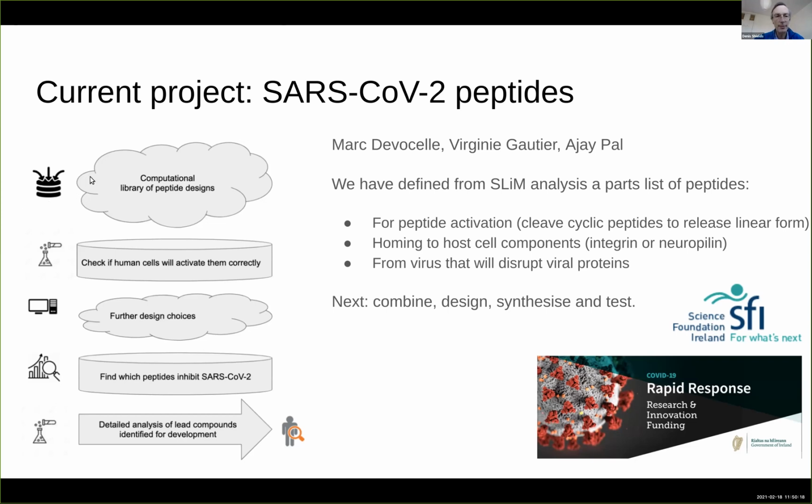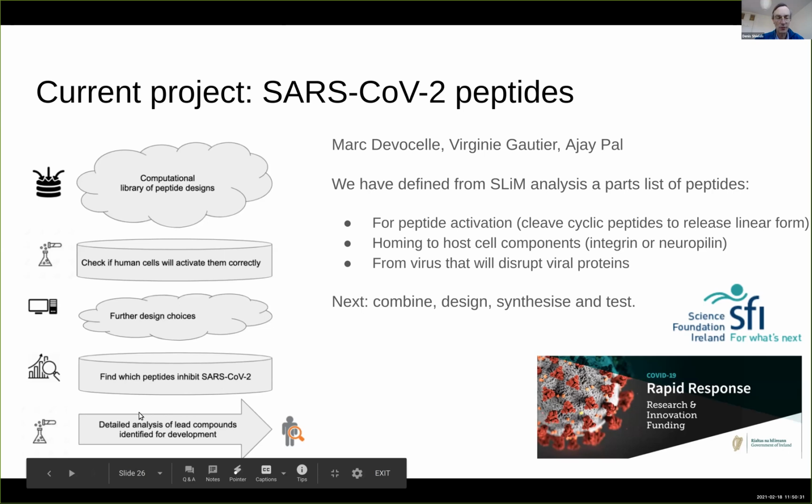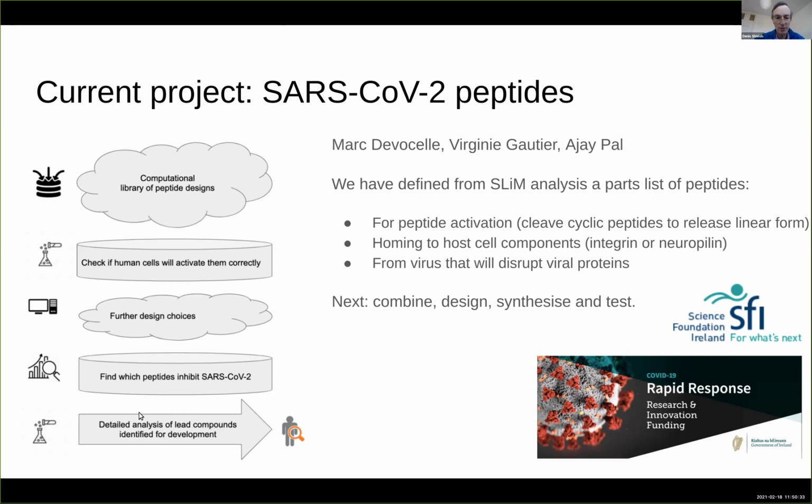We're going to design the peptides, check if the human cells are going to do the activation, make some further design choices, and then do the tests to find what peptides inhibit them. And then hopefully we'll get some leads. And from those leads, we're going to really try and push them forward, combining both experimental and computational approaches. So that's where we're at.